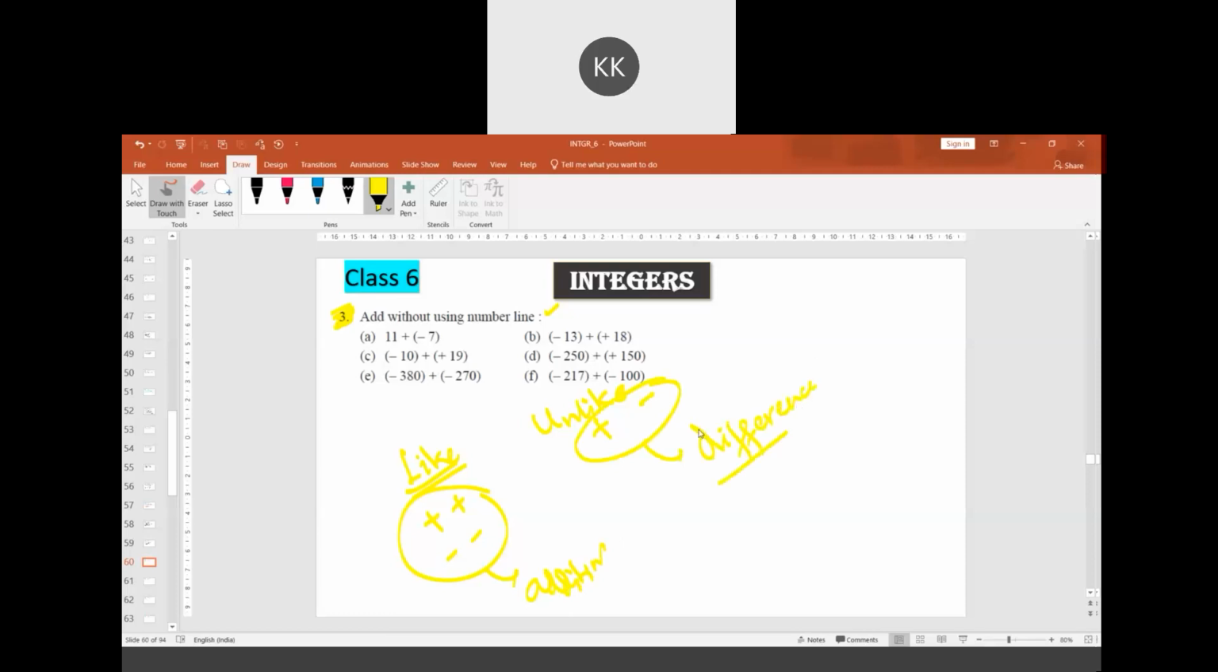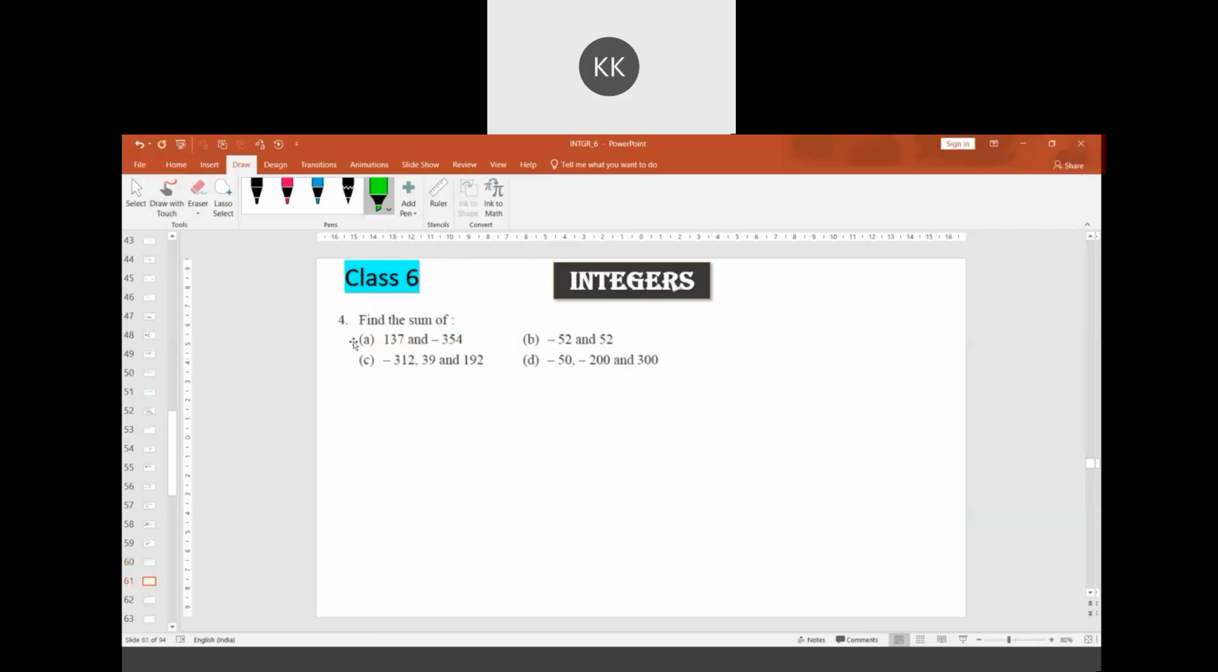After finding the difference, we are going to take the sign of the larger number. In this case, in like integers, we are going to take the same sign. Here, unlike integers are there, the difference has to be found. The difference for the first one will be 4. So the remaining you can try. I'll be giving you the answer in the next class. Along with that, you can also try this fourth question. For this question also, I'll give the answer in the next class.